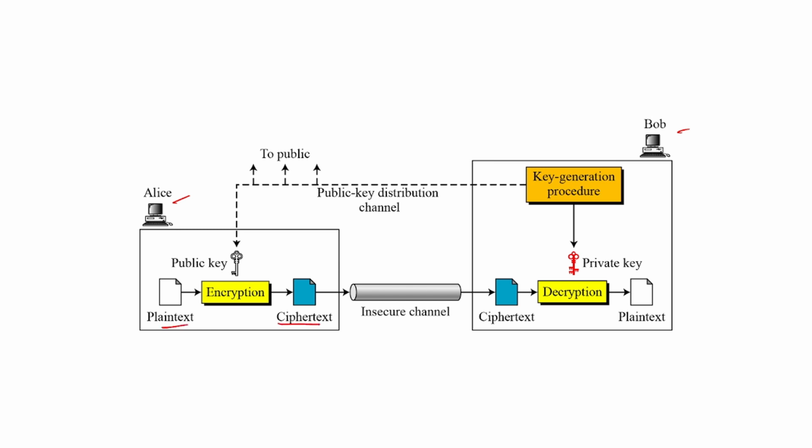Encryption will perform the conversion of plain text to ciphertext, and decryption, ciphertext to plain text. Here the receiver, Bob, will generate two keys, a public key and a private key. The private key is secret to himself, and the public key must be available to the public. So there is a registry or database, a public key database. In that public key database, Bob must store his public key.